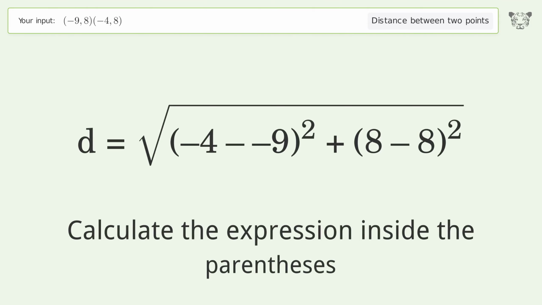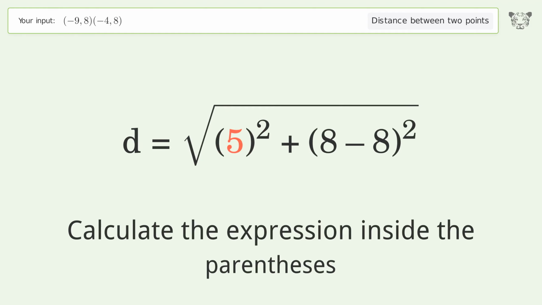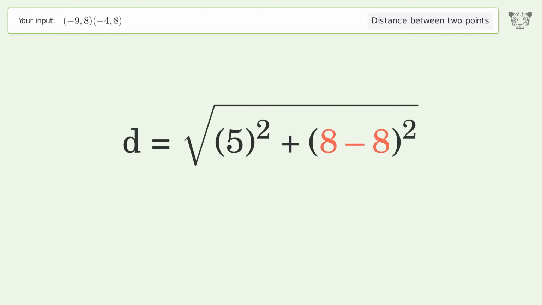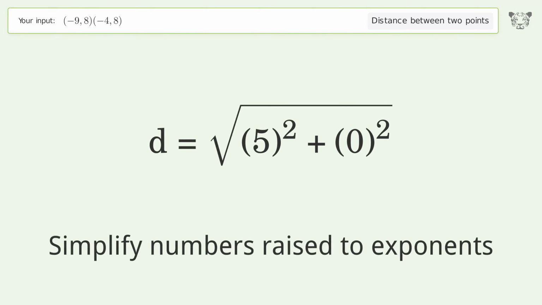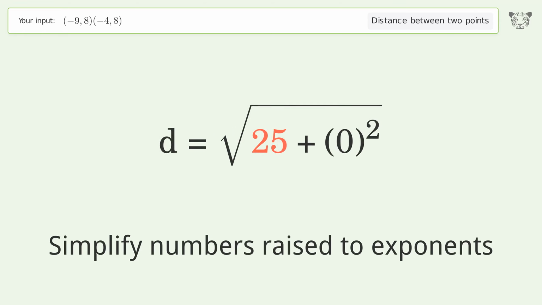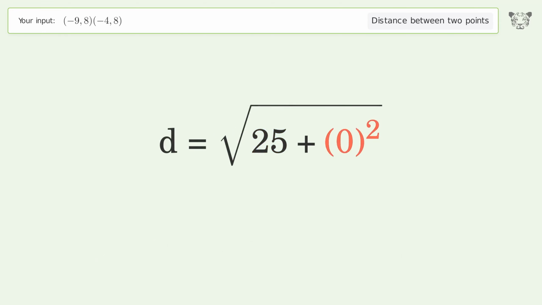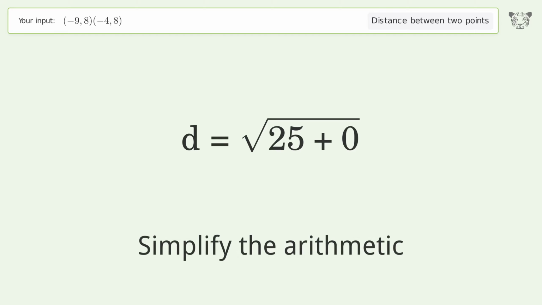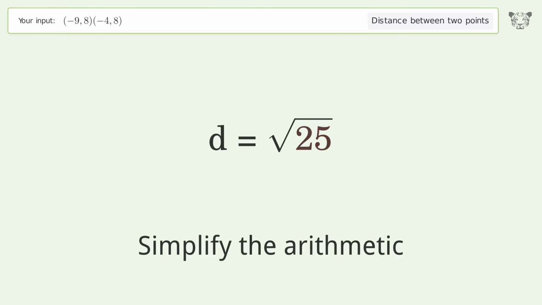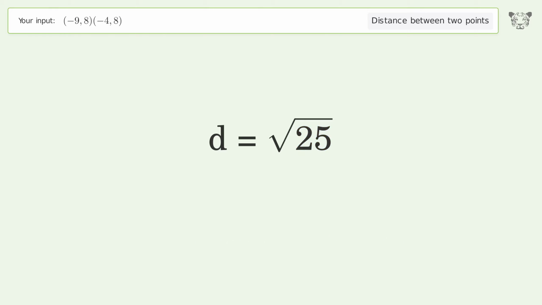Calculate the expression inside the parentheses. Simplify numbers raised to exponents. Simplify the arithmetic. And so the distance between the 2 points is the square root of 25, or 5.